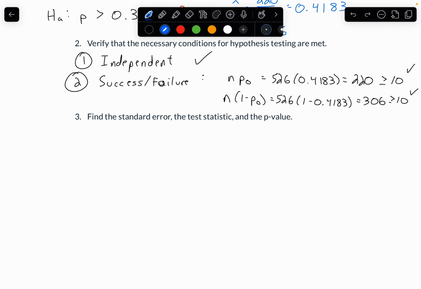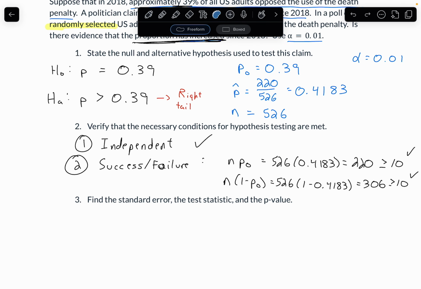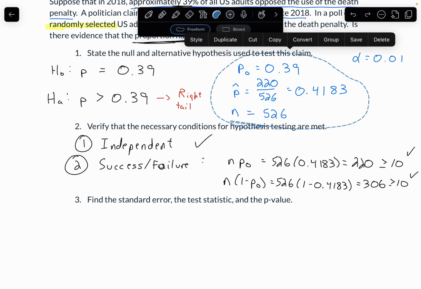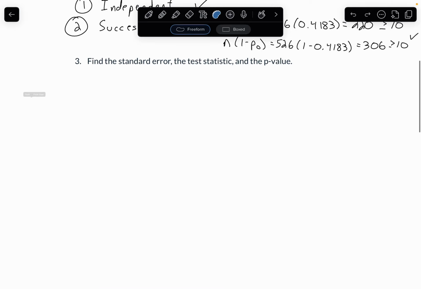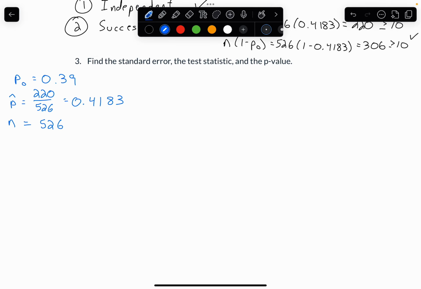Moving on, step 3, here's where we're going to do all of our calculation. We want to find the standard error, the test statistic, and the p-value. And let me just copy this information right here, because we're going to need to reference all of these numbers. I'm just going to bring this down so that we have it in front of us. We want to start by finding the standard error, and then once we have that, we'll find the test statistic. Once we have that, we can find our p-value.